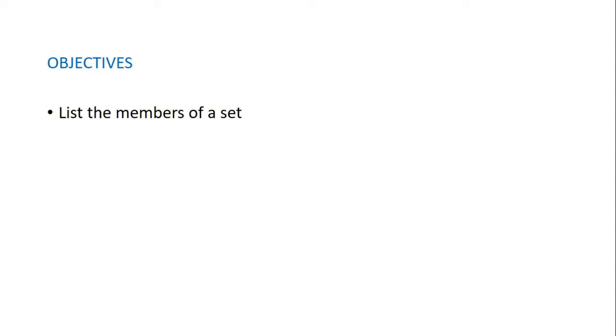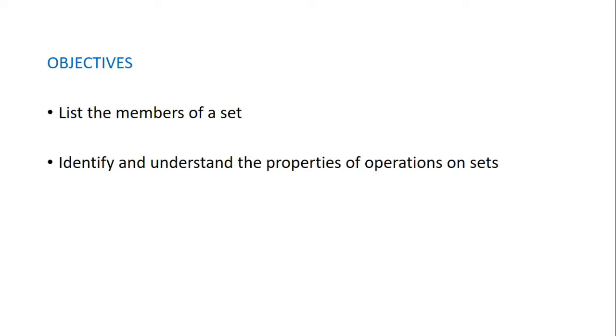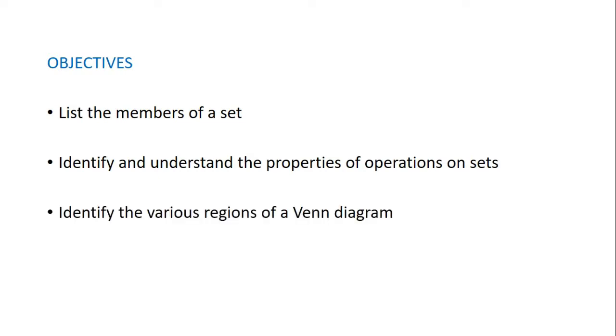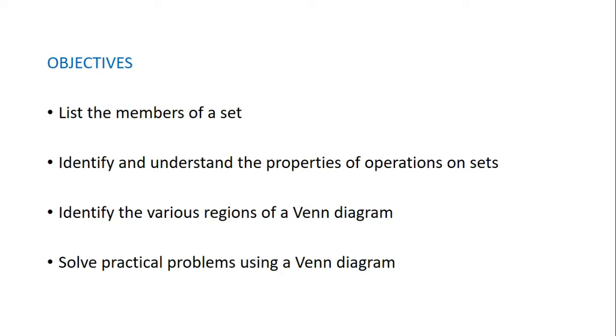We are beginning a new topic today, sets. What are the objectives that we look forward to achieving at the end of this topic? At the end of this topic, you should be able to list the members of a set. You should be able to identify and understand the properties of operations on sets. You should be able to identify the various regions of a Venn diagram. And you should be able to solve practical problems using a Venn diagram.